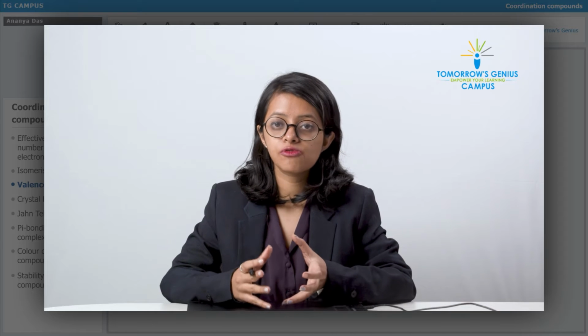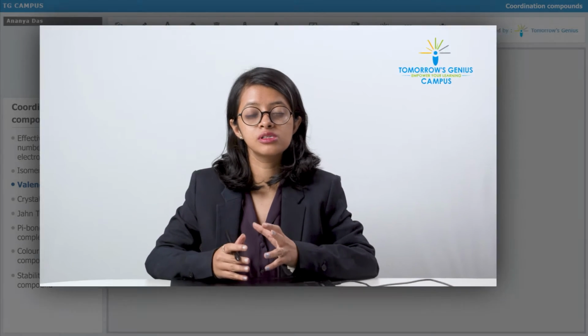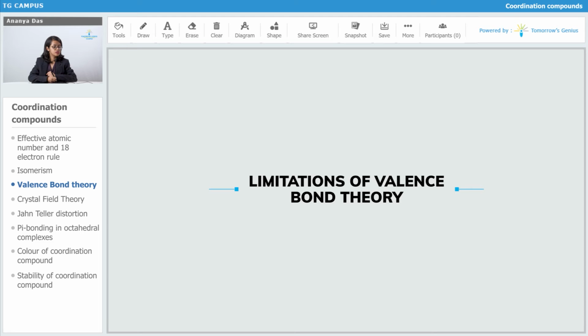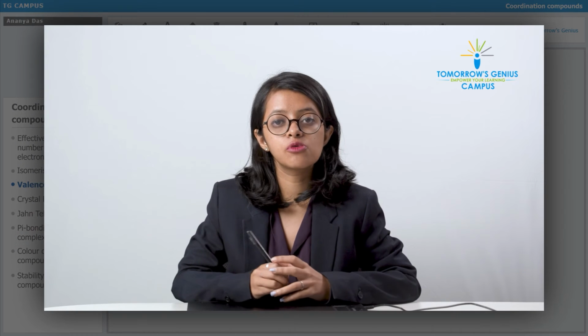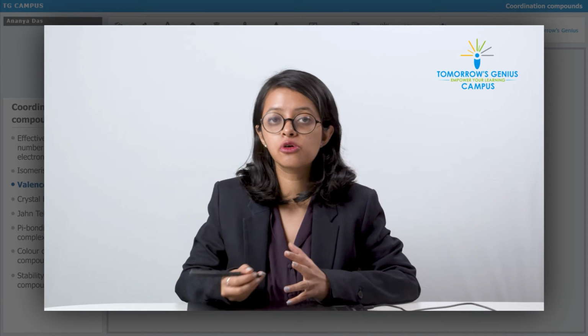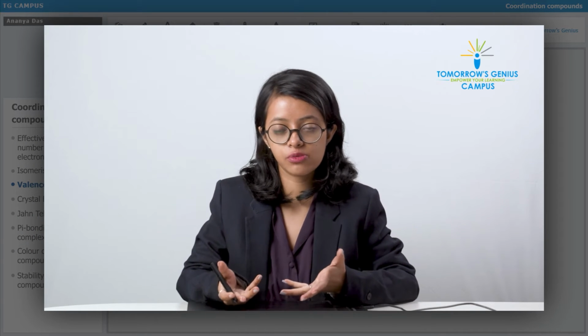So now let's see what were the limitations of the valence bond theory. The first limitation is that it gives us only a qualitative explanation of complex formation. When we talk about the metal ligand bond, valence bond theory considers it to be purely covalent or purely coordinate, and coordinate is a type of covalent bond, right?